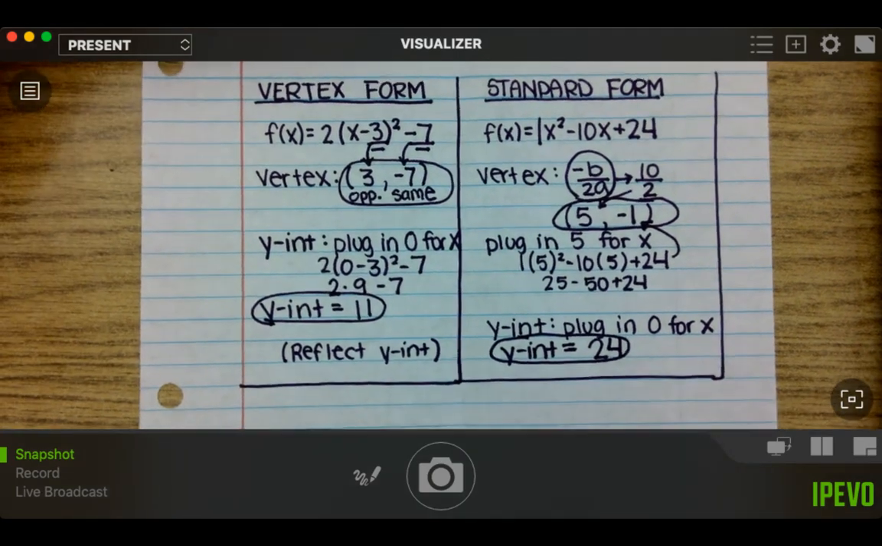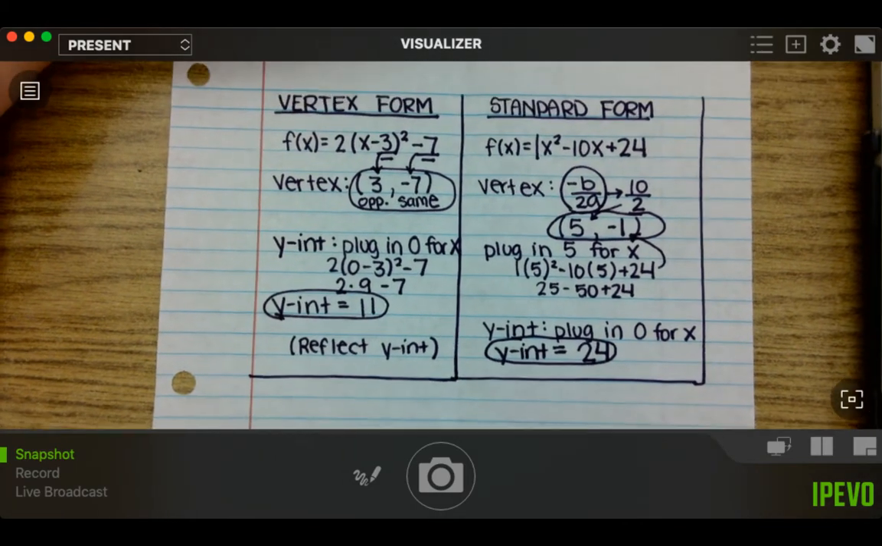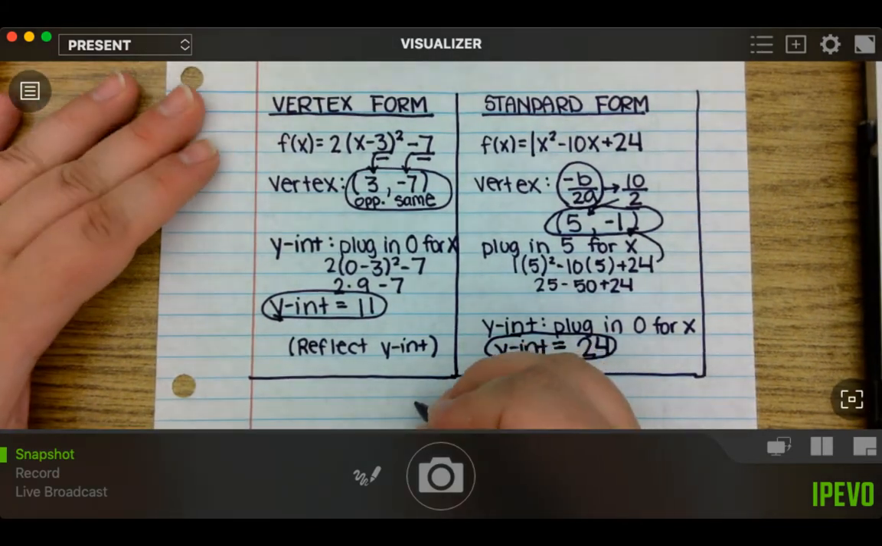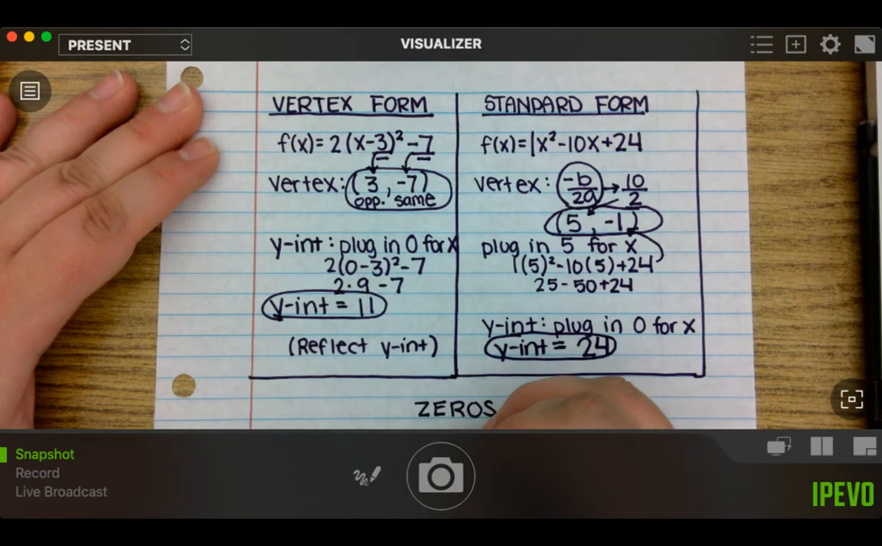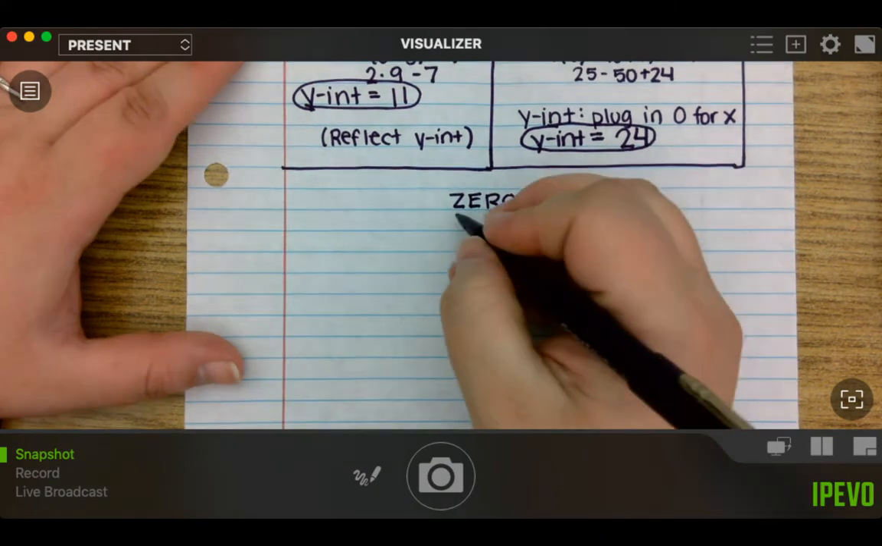Now let's talk about zeros. That's the very last part. For zeros, there's actually two types. So what we're going to do is write zeros right across the middle line. And then we're going to draw a line down the middle. So this should be like on the crease of your paper that we made, like this.